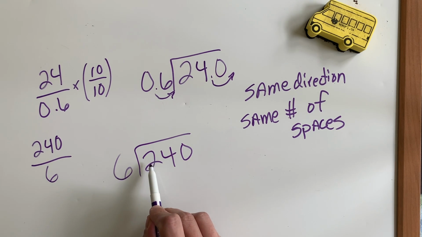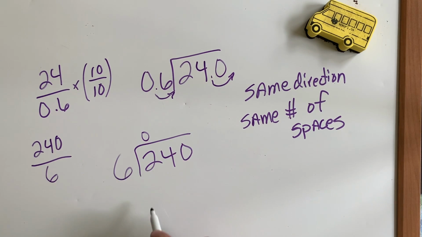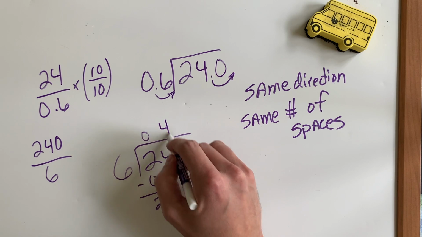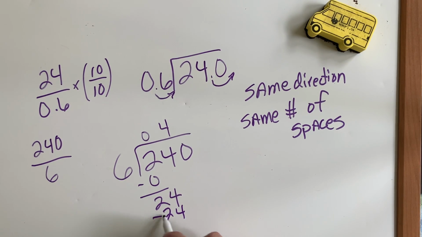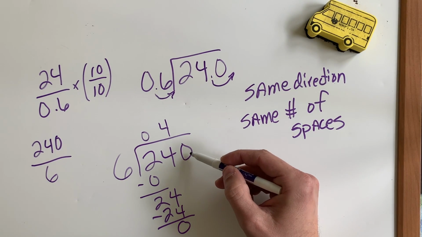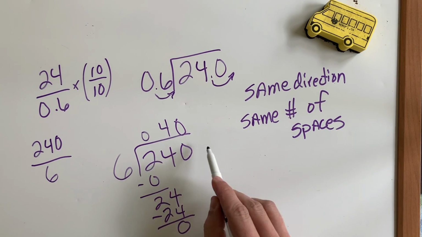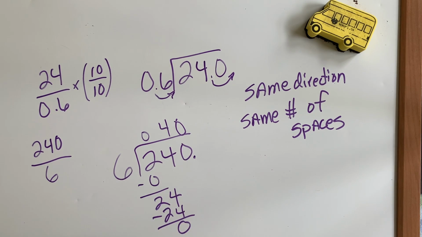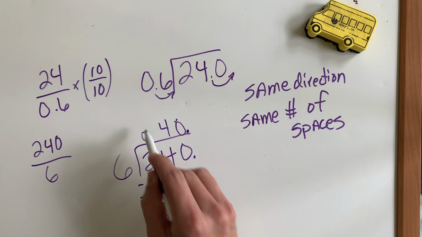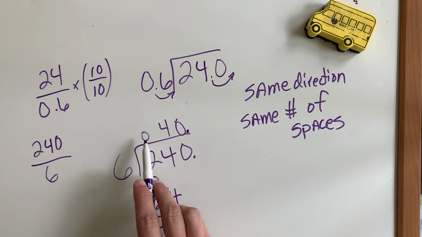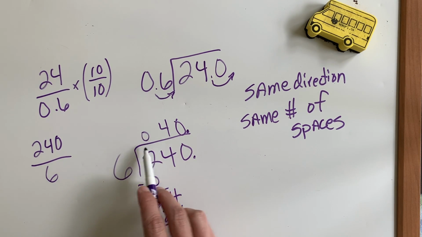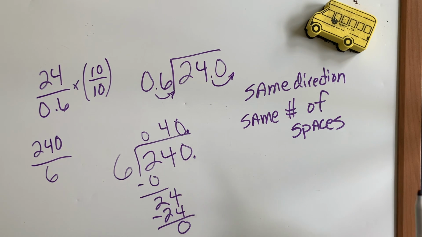6 goes into 2 0 times. Bring down the 4. 6 goes into 24 4 times. And since we have a 0 left over, we can add it to the top. So my answer is 40. The decimal point was here, and so if I move the decimal point straight up and all of my numbers are in the same column, then I really don't need this 0 in the hundreds place. And what I have for an answer is 40.